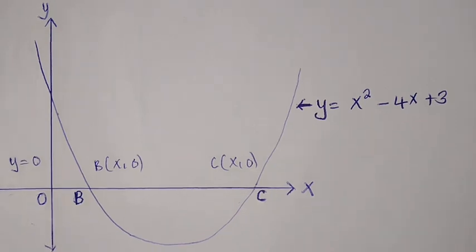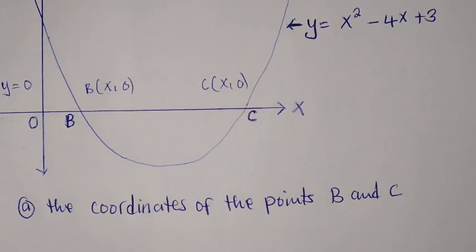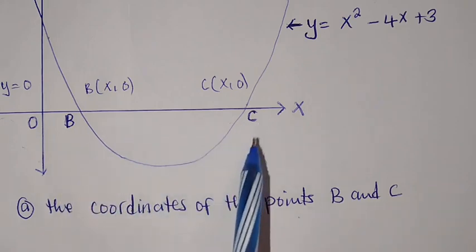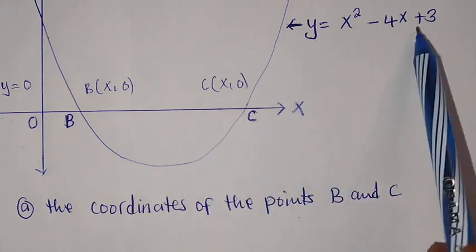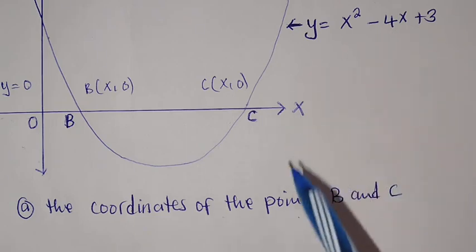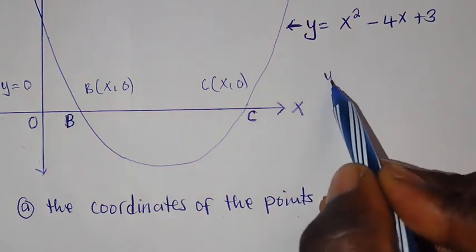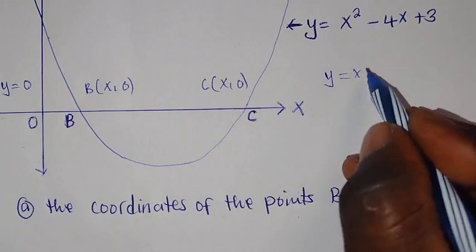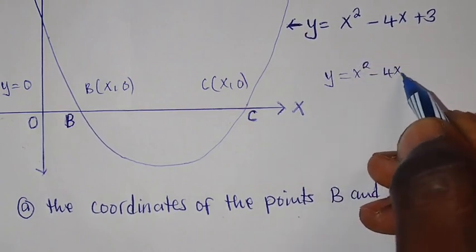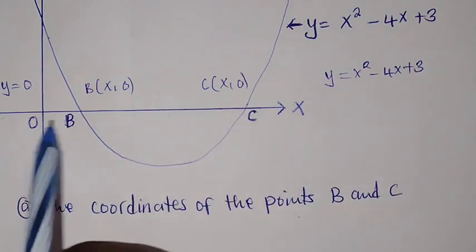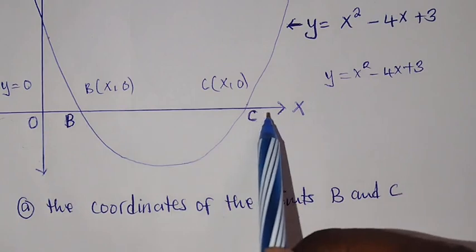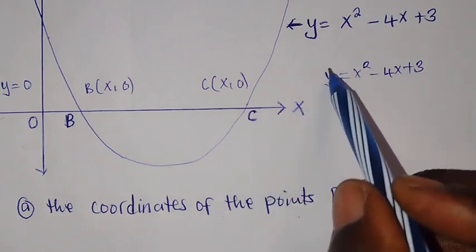So we are going to look at our question A. Find the coordinates of the points B and C. So we need to find the coordinates of B and C. To find them, we are going to use the quadratic function that we have. Okay, so we have y equals x squared minus 4x plus 3. Because B and C are lying on y equals 0, this y is 0.